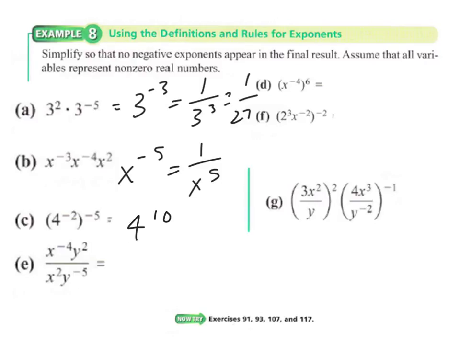And then I'm going to jump up to e here. Multiplying the negative 4 by negative 6, we get negative 24, which then becomes 1 over x to the 24th power.